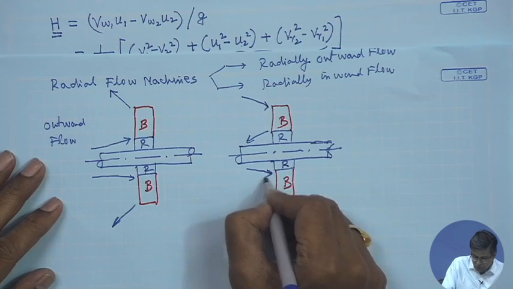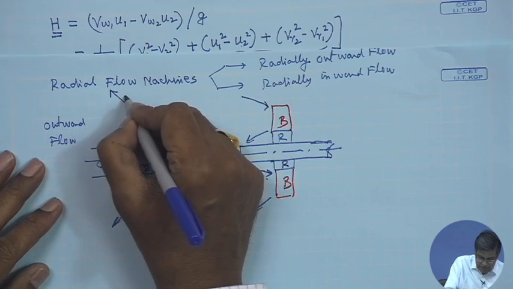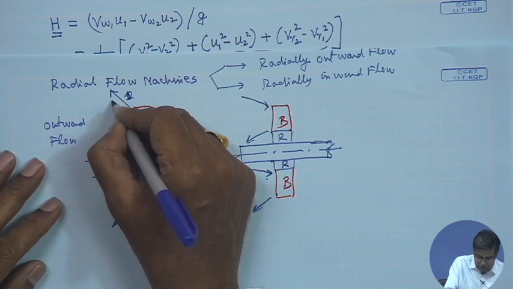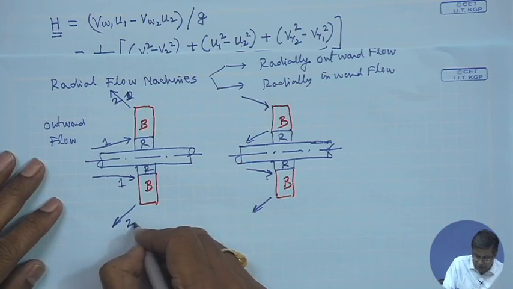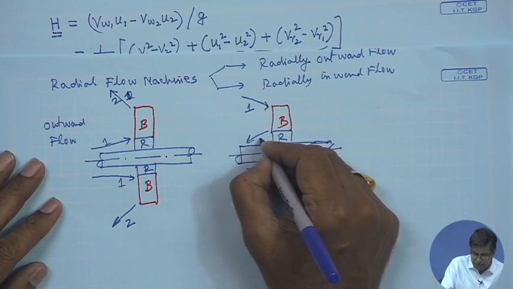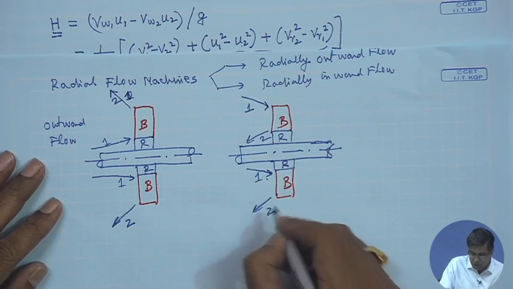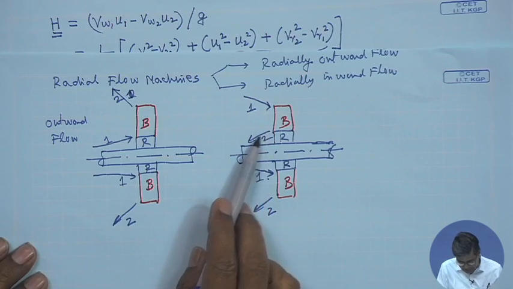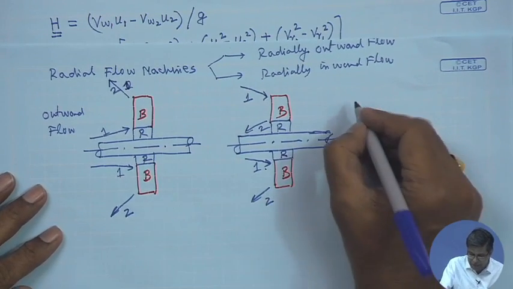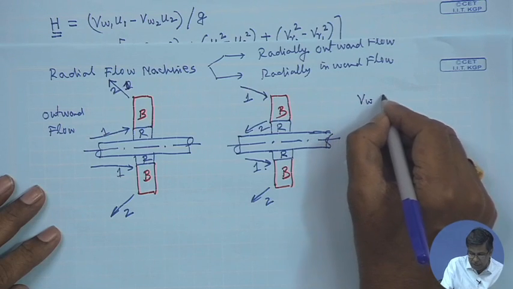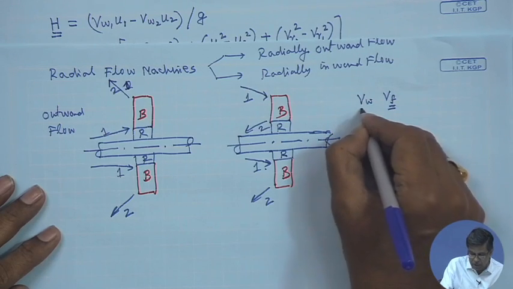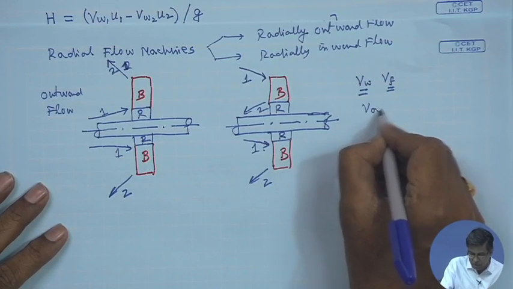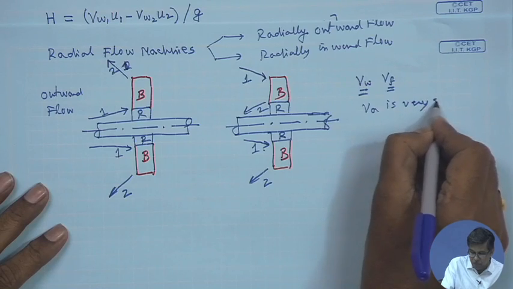So, for inward flow machines, this is inlet 1 and this is outlet 2. Inlet and outlet are given by the suffixes 1 and 2. For an inward flow, the inlet is at a higher radius, comes radially inward and goes out at a lower radius. So, here the fluid has substantially VW and VF, that is the flow velocity or the radial component of velocity, as I have shown earlier. Here VA is very small.